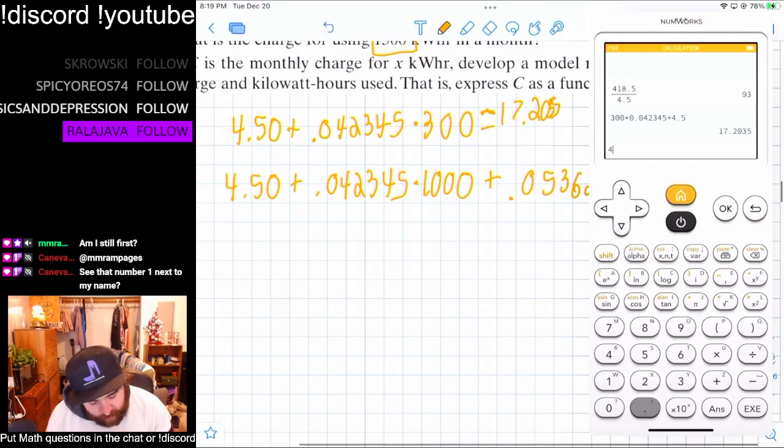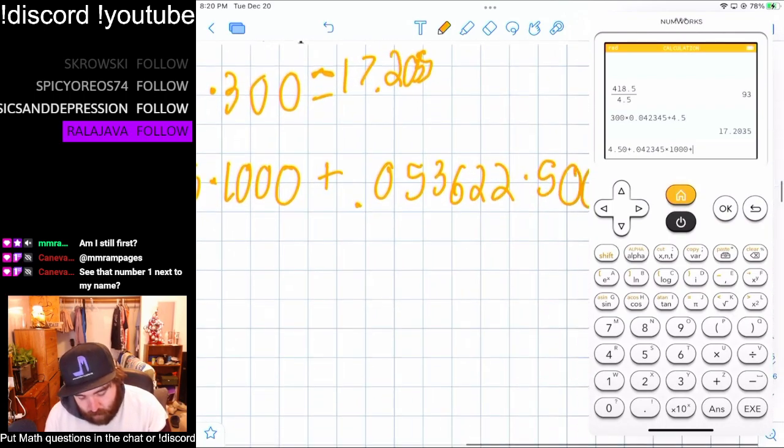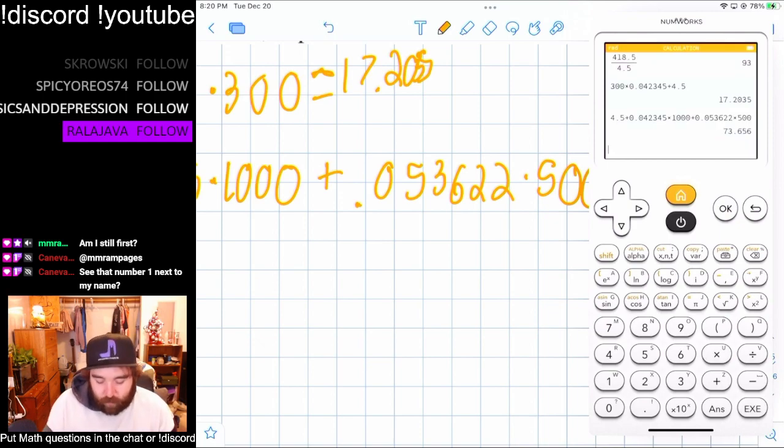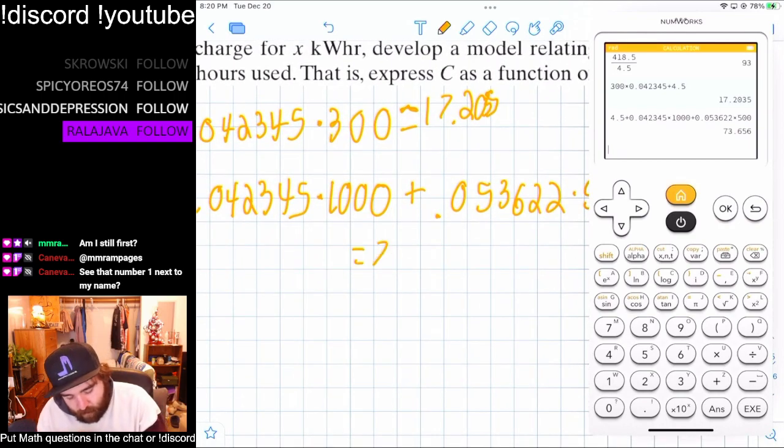And we're going to have to think kind of hard when we write our equation, because we're going to have to account for that. And that's where the piecewise function is going to come in. We're going to be using one equation if it's less than 1,000, because it's the simple one. But when it's more than 1,000, it's going to be a little more complicated. So we have 4.50 plus 0.042345 times 1,000 plus 0.053622 times 500. So 73.656.